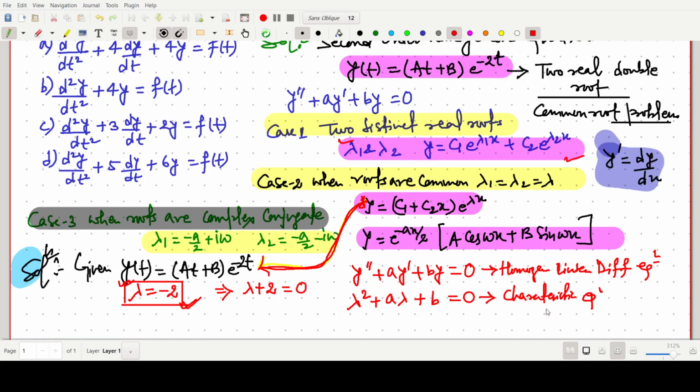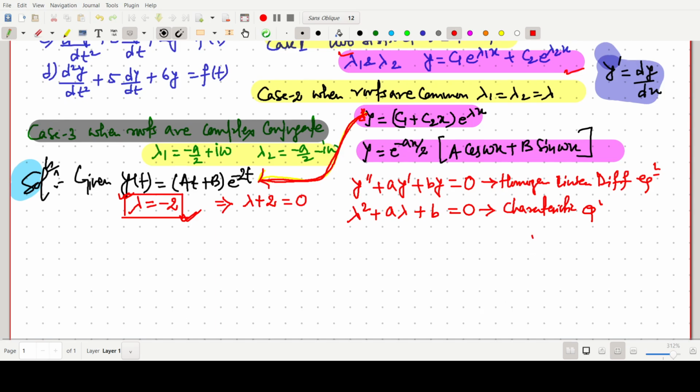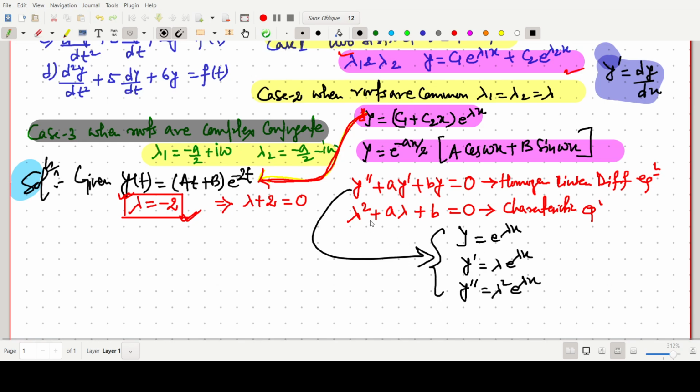Why am I writing this? Because to solve such a problem, we say y equals e to the power lambda x. Then we find y dash equals lambda e to the power lambda x, and y double dash equals lambda square e to the power lambda x. So we can write y double dash as lambda square e to the power lambda x, y dash as lambda e to the power lambda x, and y. After taking out this e to the power lambda x, this will be the characteristic equation. This one is a very simple concept.